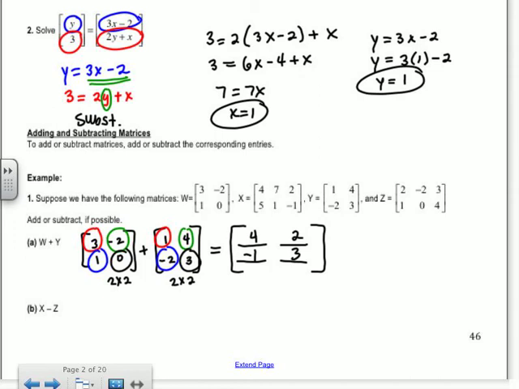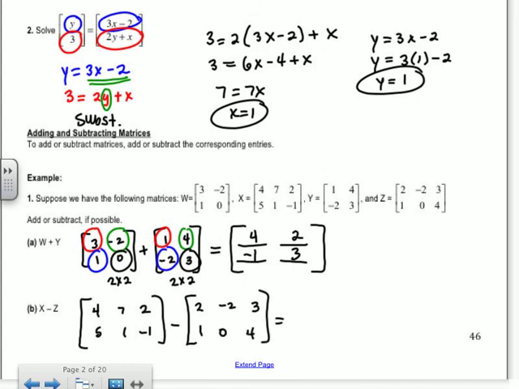Let's do one more and then I'll let you go on break. So X minus Z. X is 4, 7, 2, 5, 1, -1, minus Z, which is 2, -2, 3, 1, 0, 4. It's going to end up being 2 rows, 3 columns, so 2 by 3, just like both of them are.